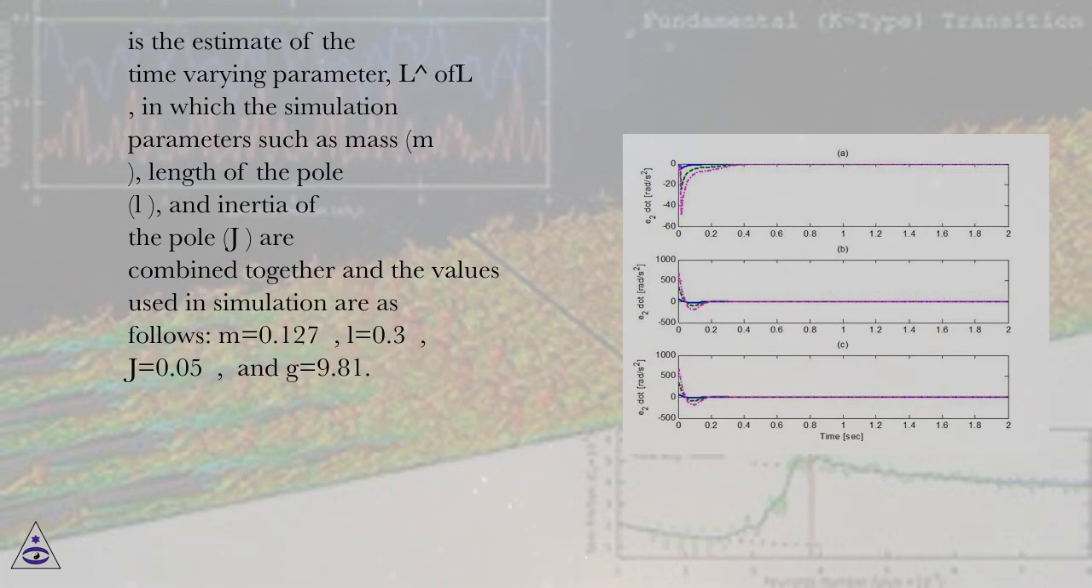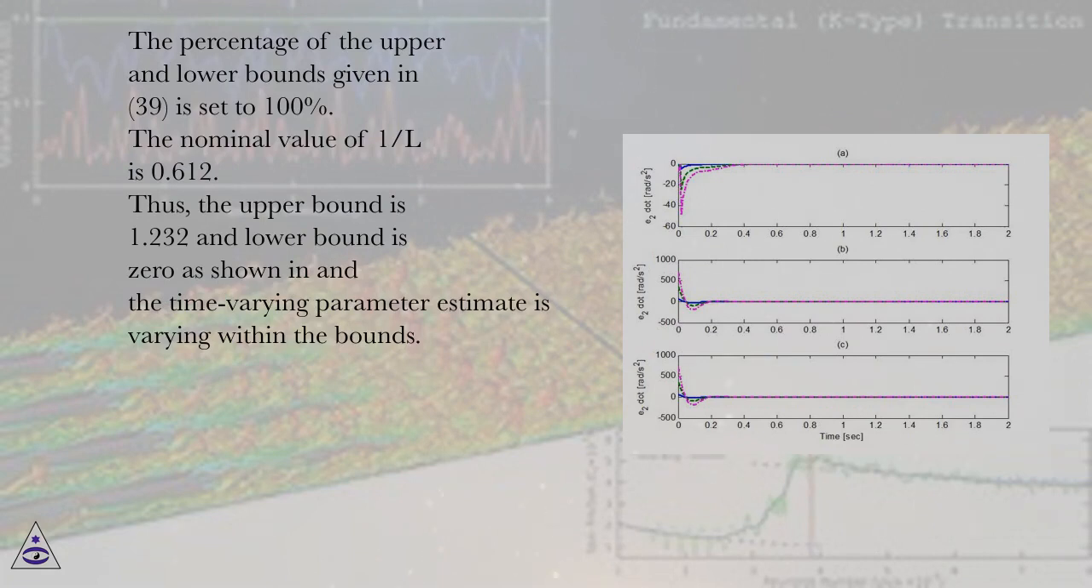Next is the estimate of the time-varying parameter, 1 over L, in which the simulation parameters such as mass, m, length of the pole, L, and inertia of the pole, J, are combined together, and the values used in simulation are as follows: m equals 0.127, L equals 0.3, J equals 0.05, and G equals 9.81. The percentage of the upper and lower bounds given in 39 is set to 100%. The nominal value of 1 over L is 0.612.